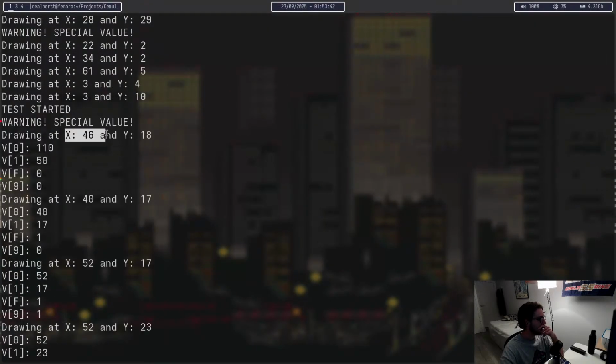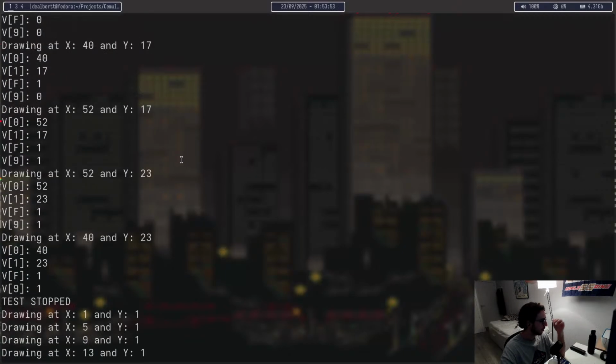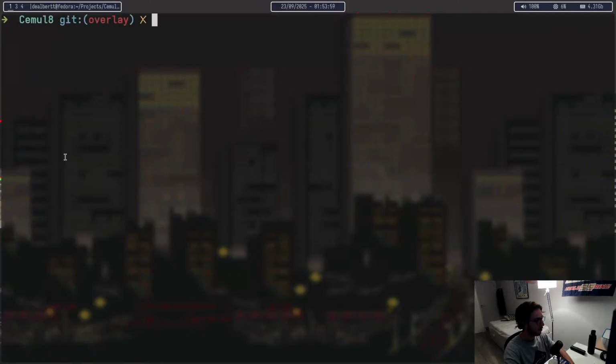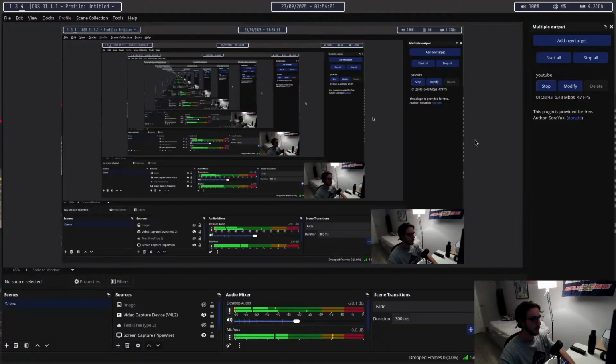And here we have that X is 46, Y is 18, and we have that B0 is originally 110, and then 50. Like, what is actually happening here? I don't get it at all. Like, this is mad weird, but yeah.